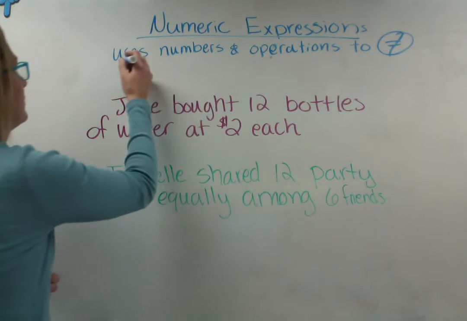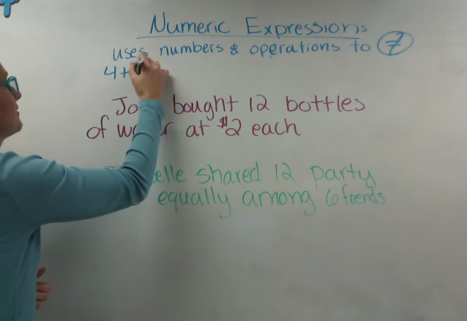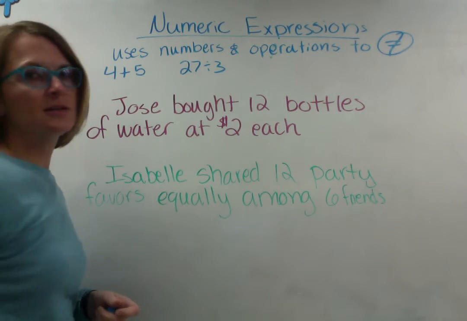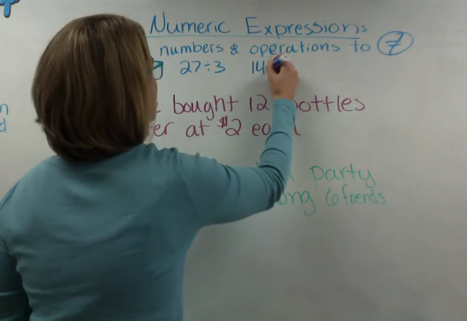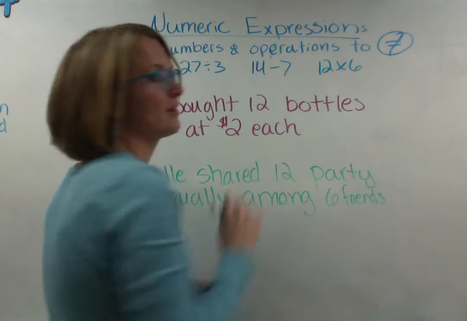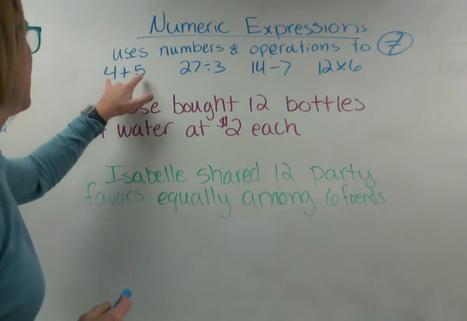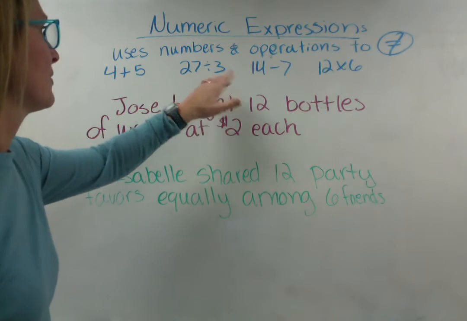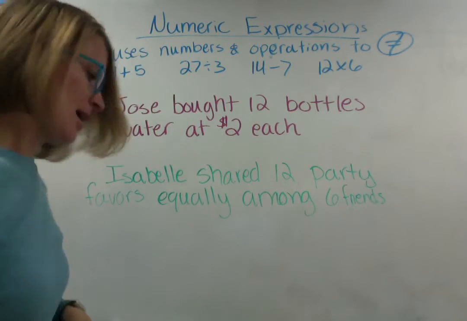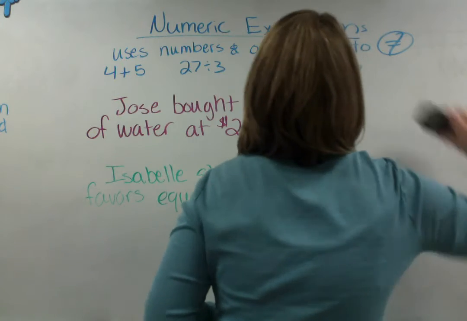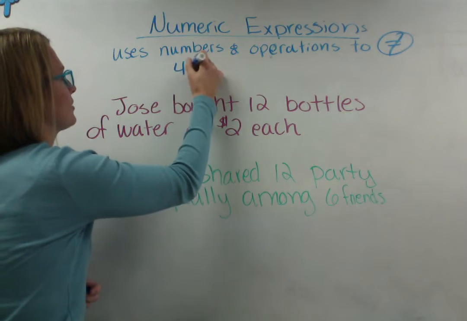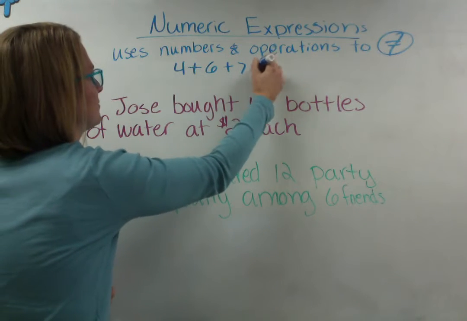For example, 4 plus 5 is a numeric expression. 27 divided by 3 is a numeric expression. 14 minus 7 is a numeric expression. 12 times 6 is a numeric expression. Numbers, operation, numbers, operation. And it doesn't just have to be two numbers. That is not a prerequisite for being a numeric expression. It could be 4 plus 6 plus 7 plus 9.